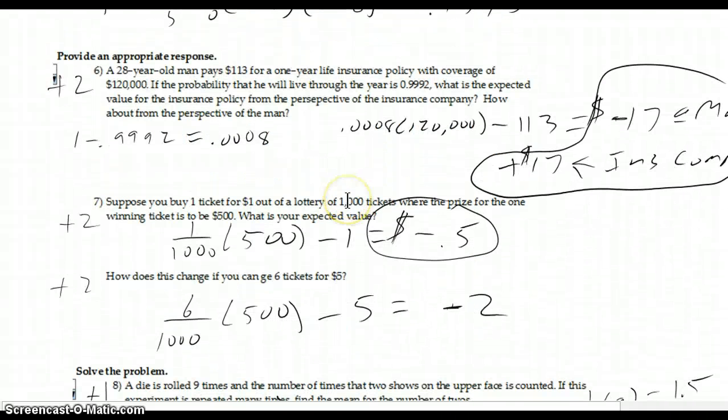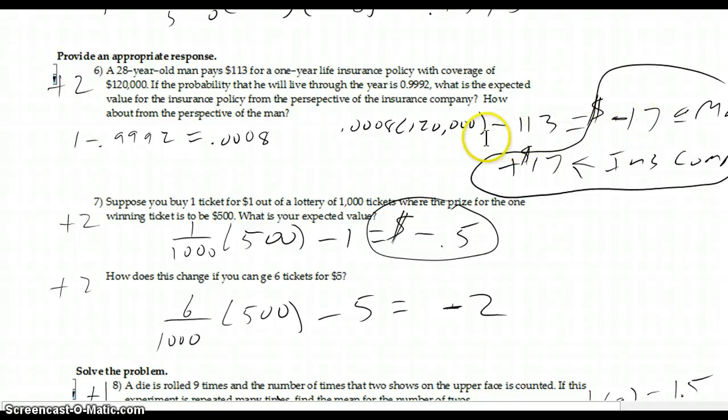Number 6 is an expected value one. The policy costs $113. The probability they live is 0.9992, which means the probability they die is 0.0008. And what's the value of them cashing out? Well, 0.0008 times 120,000 is $96, minus 113 leaves you negative 17.